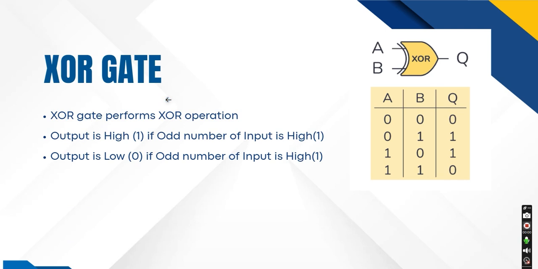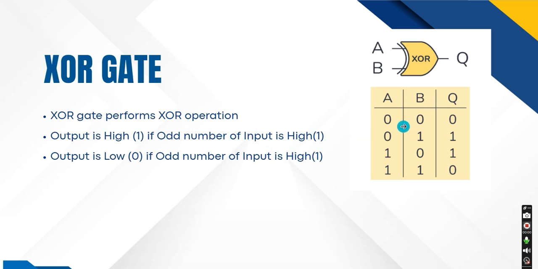For the XOR gate, the output is high if an odd number of inputs is high, and the output is low if an even number of inputs is high. Output is low if an odd number of inputs is what? Is low. So this is the condition of the XOR gate.